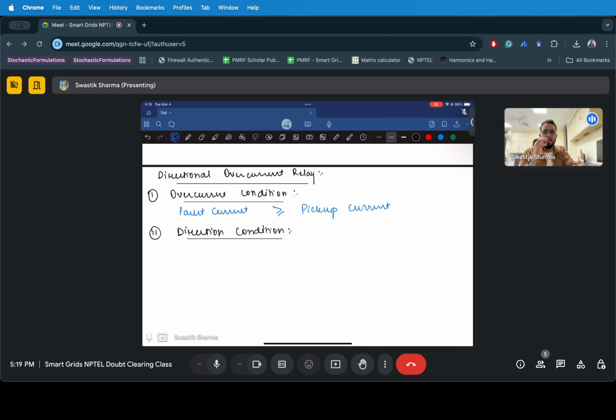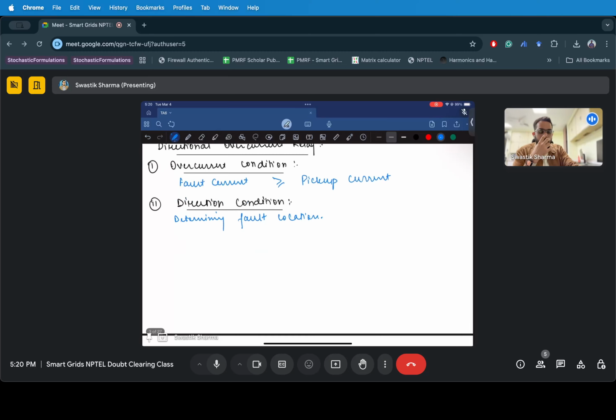So yeah, that's where the direction needs to, you need to be able to sense if the fault is happening before you or after you, and that's where this condition plays. Right, so how does it do? So first of all, you require a polarizing quantity or a reference, right?